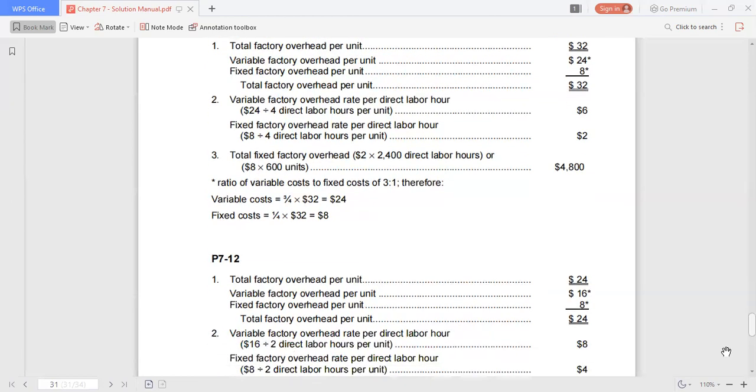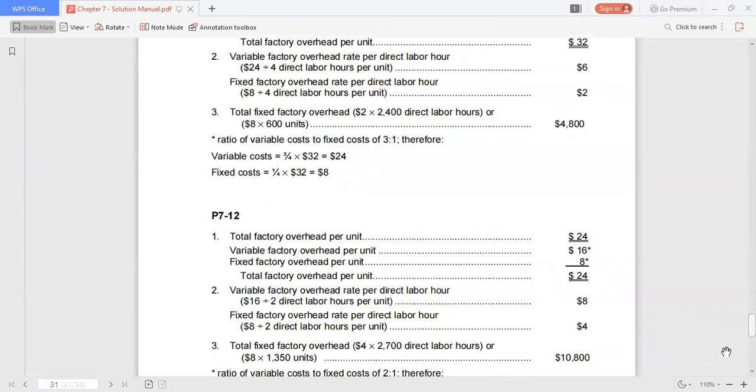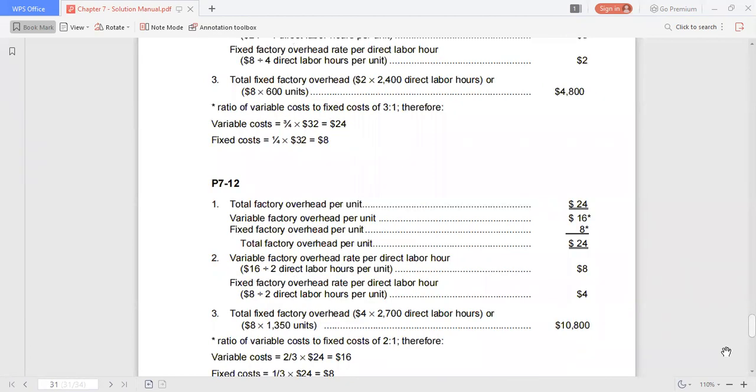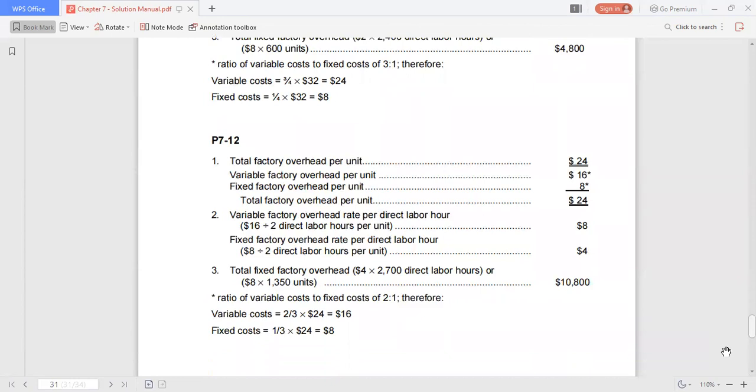So for the answers, total factory overhead per unit, the variable is equal to 16, while the fixed is equal to 8. The ratio of the variable cost to fixed cost is 2:1. Therefore, we have the variable cost of 2/3. So we get 16 and the fixed cost is 8. Then number 2 requirement is compute the variable and fixed overhead rates based on labor hours. So we have the variable overhead rate per direct labor hour, 16 divided by 2 direct labor hours per unit, so we get 8. Then the fixed is 8 divided by 2, we get 4.